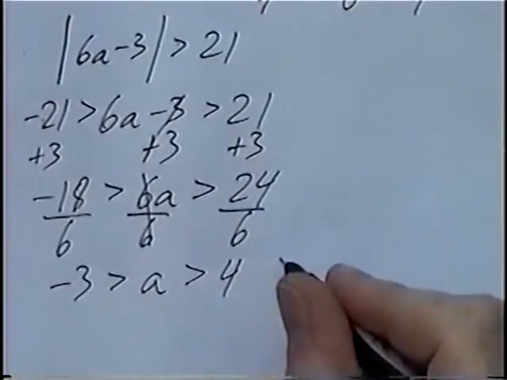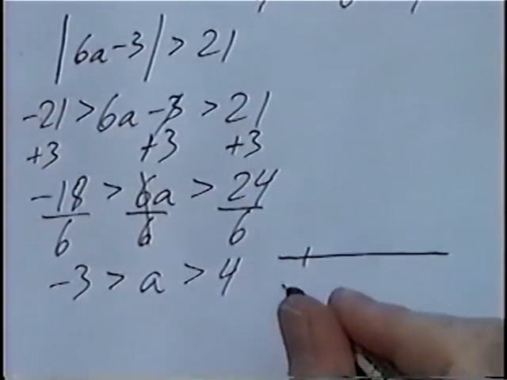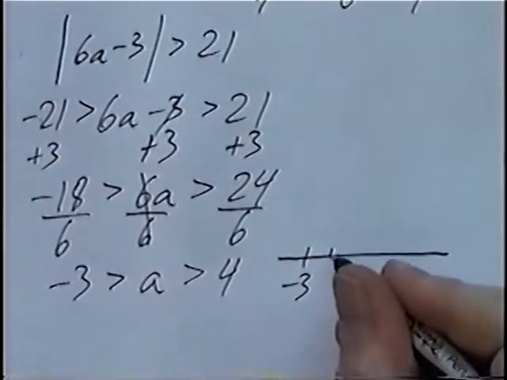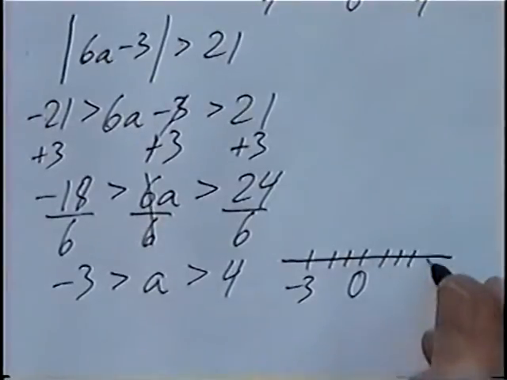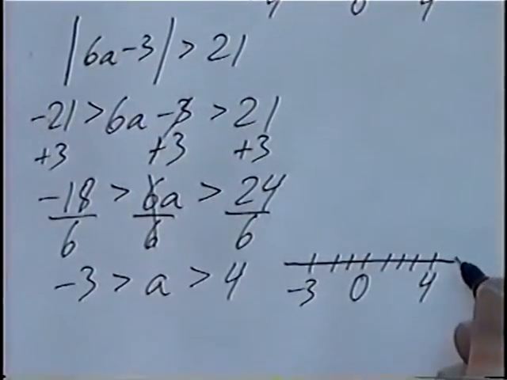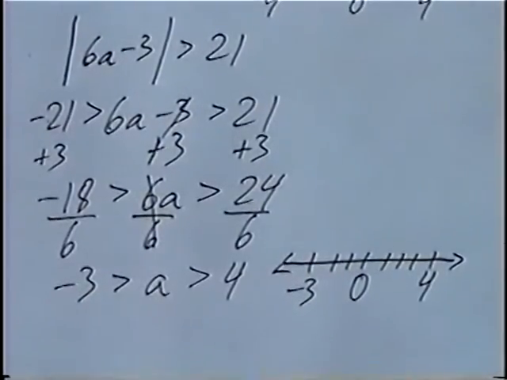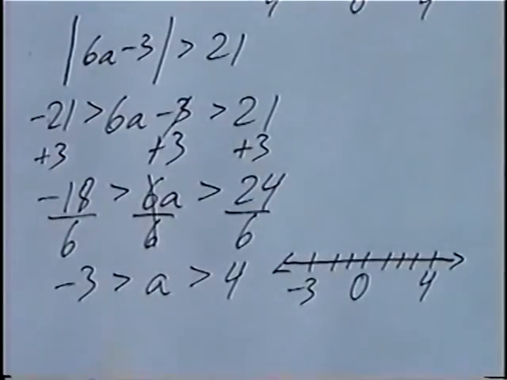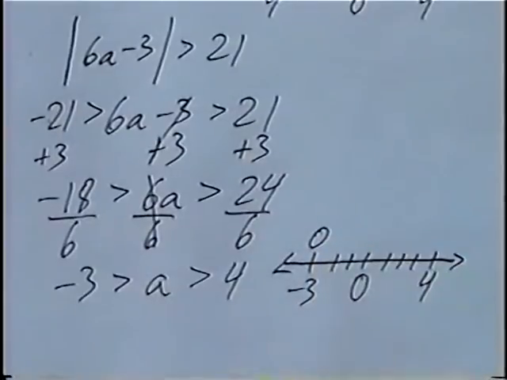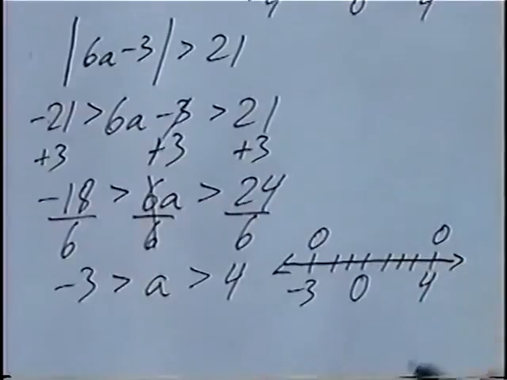Last part, we want to graph. Draw the number line. And we want the numbers -3 and +4 on the number line. I'll put -3 on the left-hand side. We'll go up to 0. And we'll continue up to 4. To graph each of these, -3 is greater than a. Greater than means there'll be an open circle above -3. And a is greater than 4. Greater than, again, will be an open circle above 4.